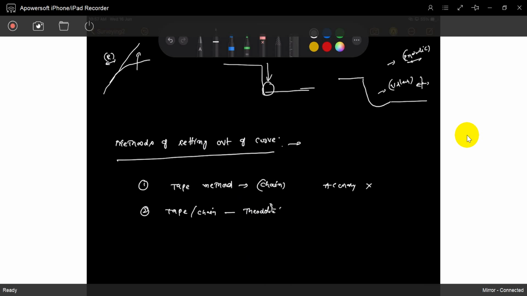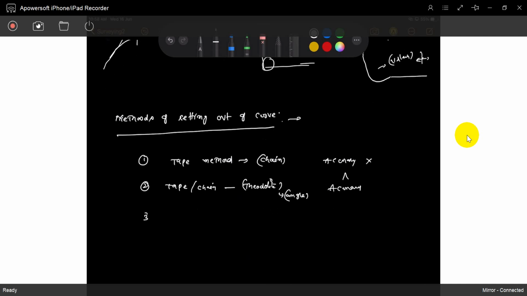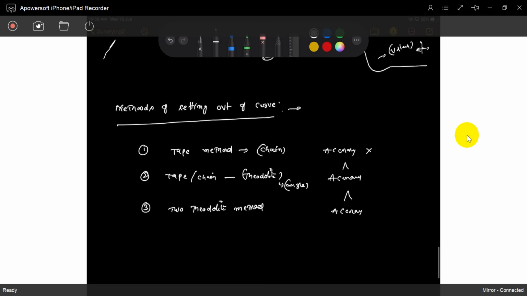Okay, so theodolite means angles. Based on the angles, bisectional angles, the accuracy is somewhat good compared with tape methods. The next method is two theodolites, so only angular; no need of measuring any distances at all. That is the accuracy, good compared with this.